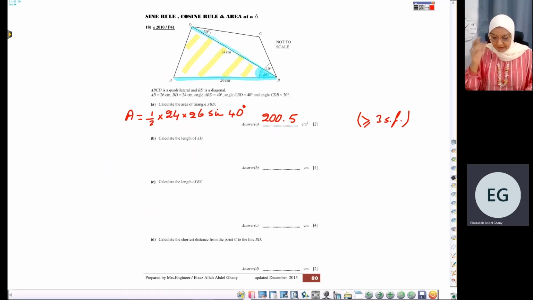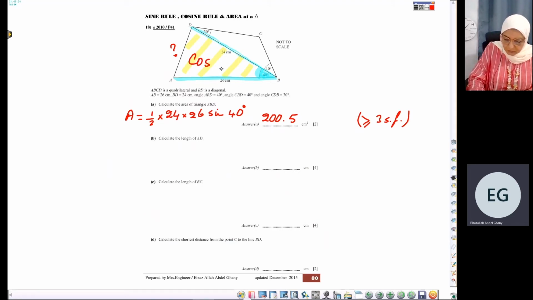Calculate the length of AD. Where is AD? Oh, it is this one. AD in the same triangle, which is the only one he gave me. What are the givens? Two sides and included angle. Watch me. If given two sides and included angle, use cosine rule. Say it. If given two sides and included angle, use cosine rule. It's impossible to use sine rule in this yellow shaded triangle. 100% it's cosine rule. So this one, we use cosine rule.